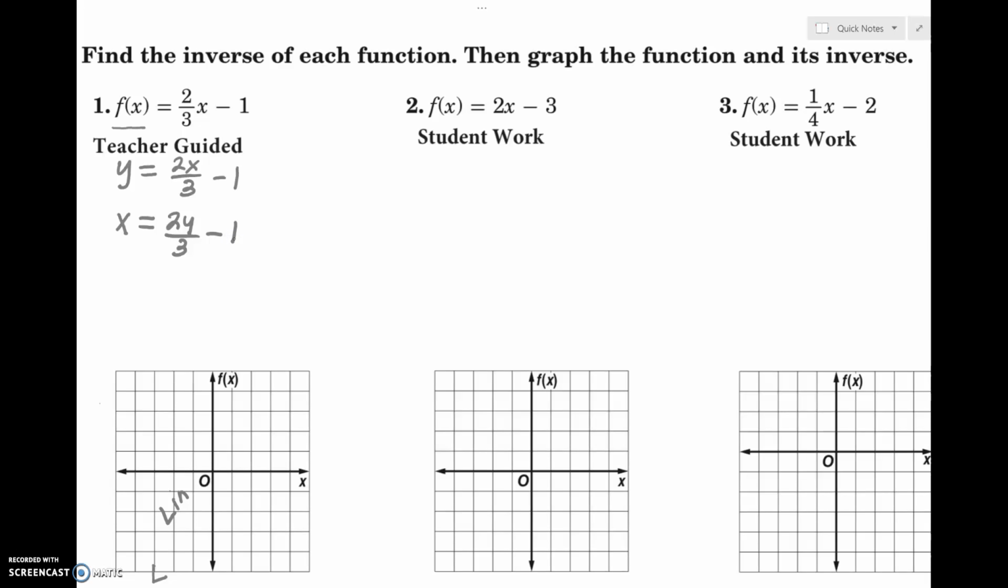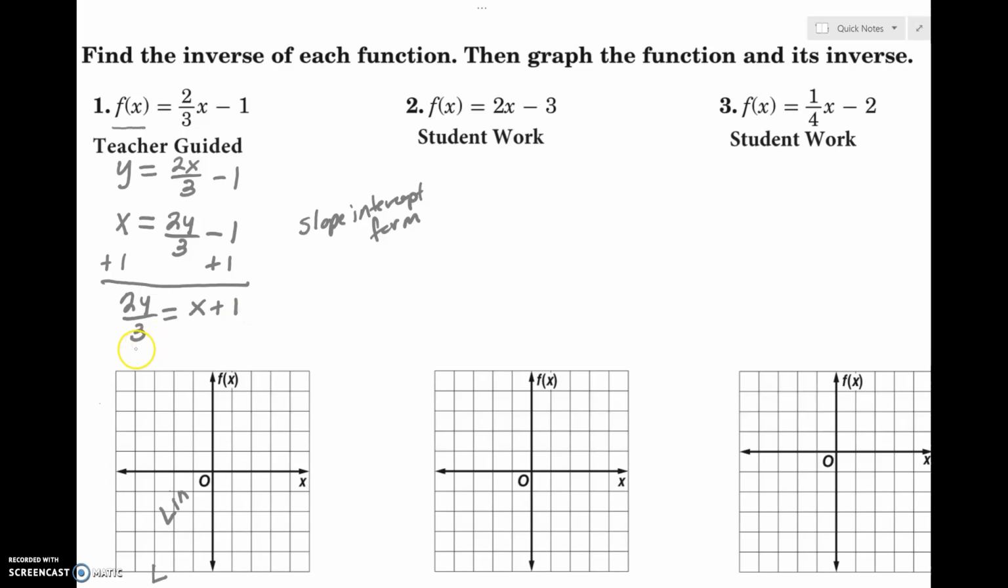We have an equation. Now we've got to write this in slope intercept form. In order for us to write this in slope intercept form, we have to solve for y. So our first step is to go ahead and add 1 to both sides, and we get 2y over 3 is equal to x plus 1.